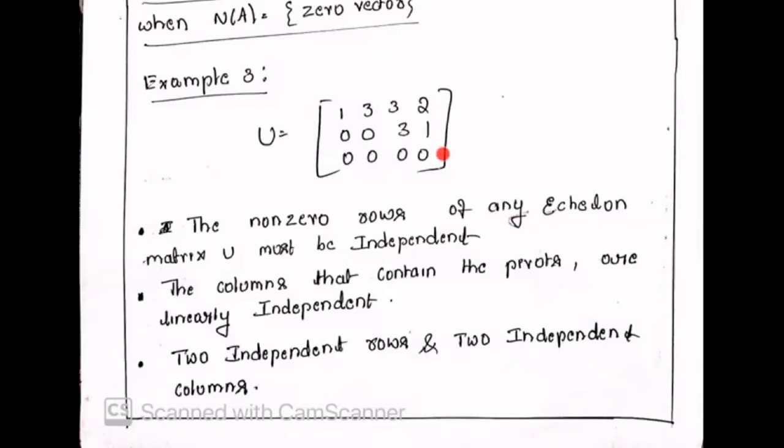Okay. If you have a zero row, then how many column vectors are there? Here you have 4 column vectors. Then, combining all the 4 vectors, they are not independent.